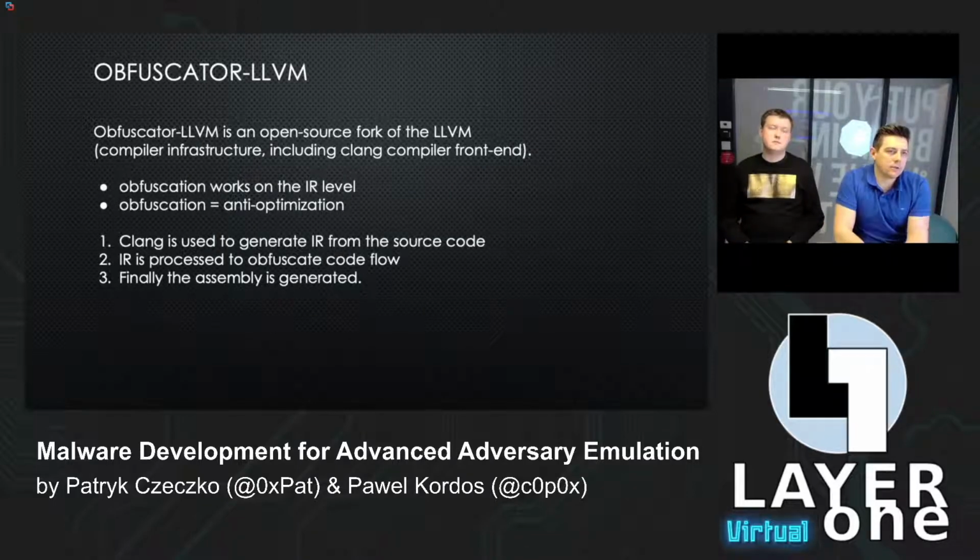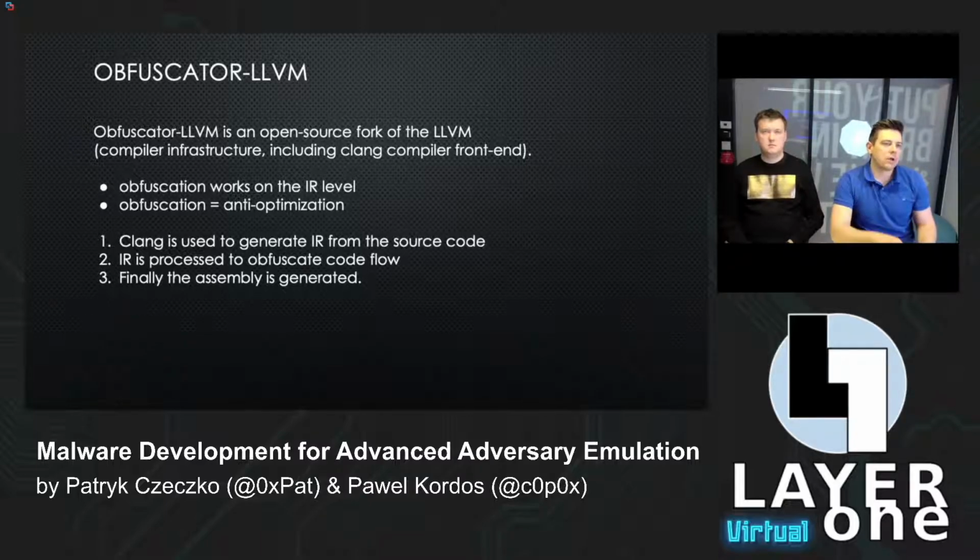And here comes Obfuscator-LLVM, which is an open source fork of the Low Level Virtual Machine. LLVM is some compiler infrastructure alternative, let's say, and this includes the well-known Clang compiler, which is actually a front end. This obfuscation works on the intermediate representation level.